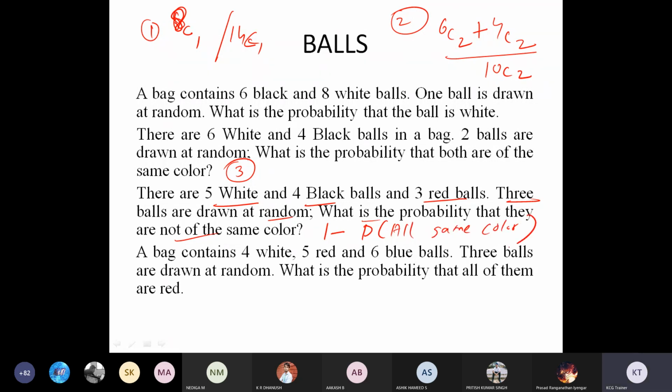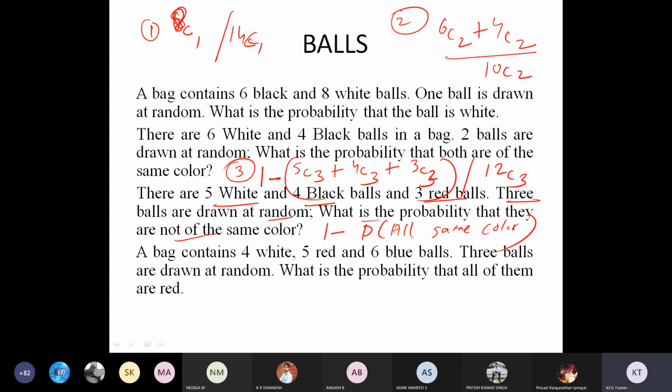Because 1 is the highest value in probability. So 1 minus probability of all same color. All same color means 3 balls of white color, that can be done as 5C3, or 3 of black color, that is 4C3, or 3 of red color, that is 3C3. This answer divided by total balls, that is 12C3, and this should be subtracted from 1. Then this will be converted into all not of same color.